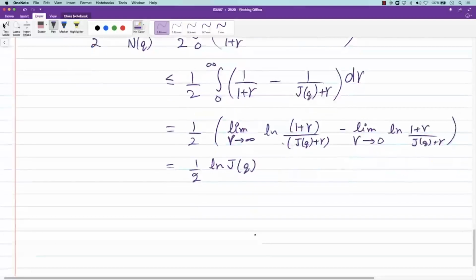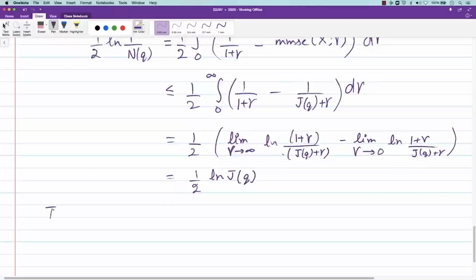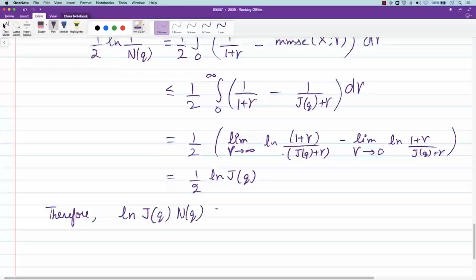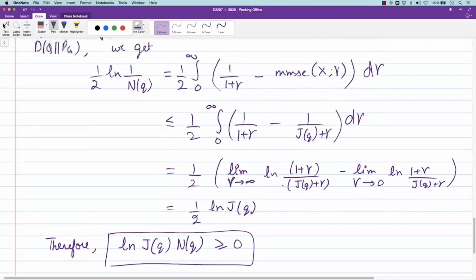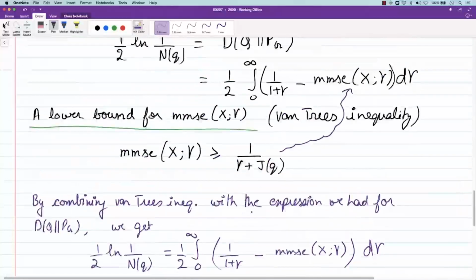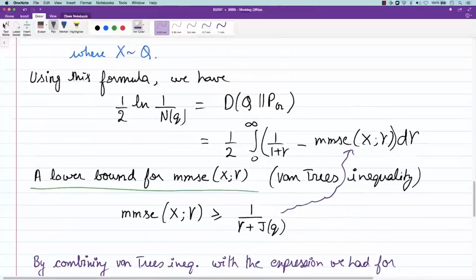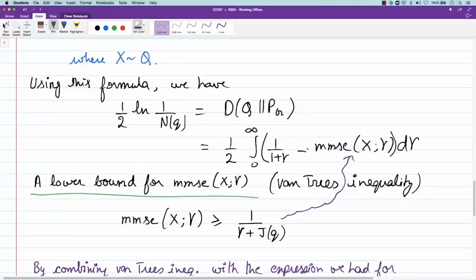Okay, so what have we shown? Therefore, ln of J(Q) N(Q) is greater than or equal to 0, which is the same as Stam's inequality. So in conclusion, this inequality comes up quite naturally once we use this formula in Van Trees' inequality.